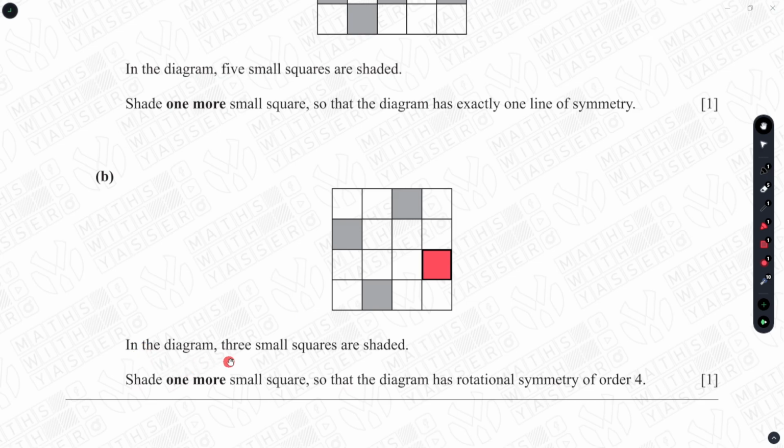Then it says in the diagram, 3 small squares are shaded. Shade one more small square so that the diagram has a rotational symmetry of order 4. So if we shade this square, then it should have a rotational symmetry of order 4. If you rotate it after every 90 degrees, the first rotational symmetry for this shape will be at 90 degrees, then at 180 degrees, then at 270, and then finally at 360 degrees.